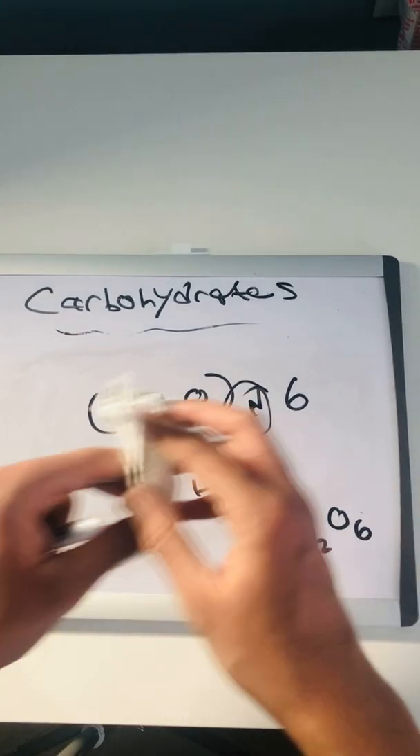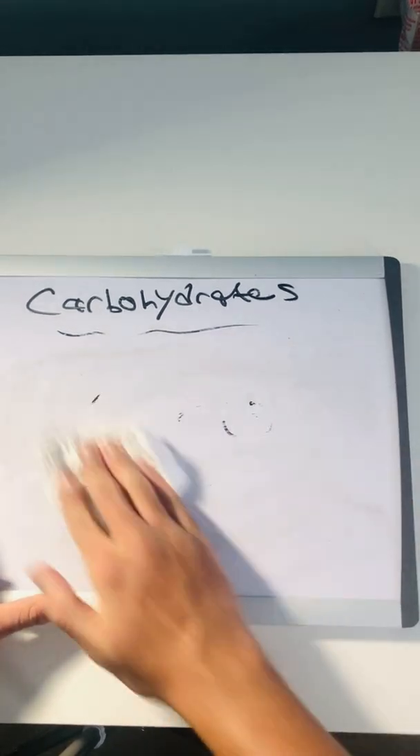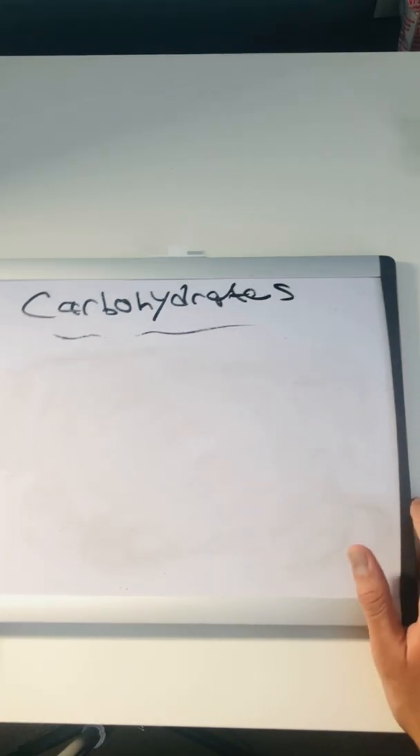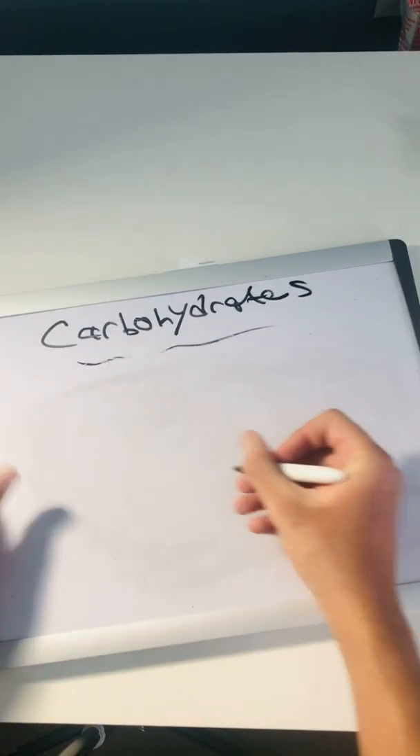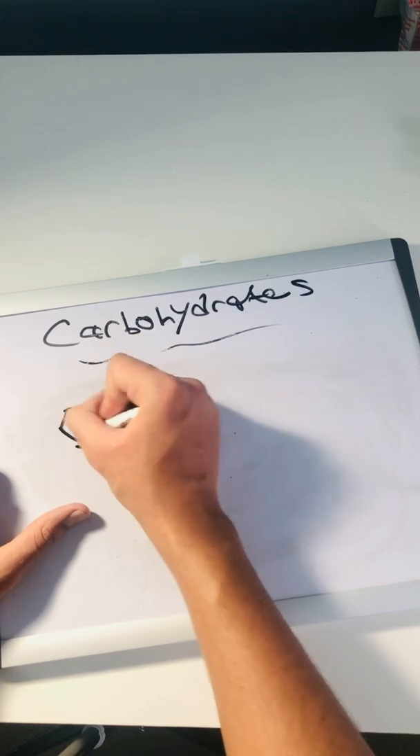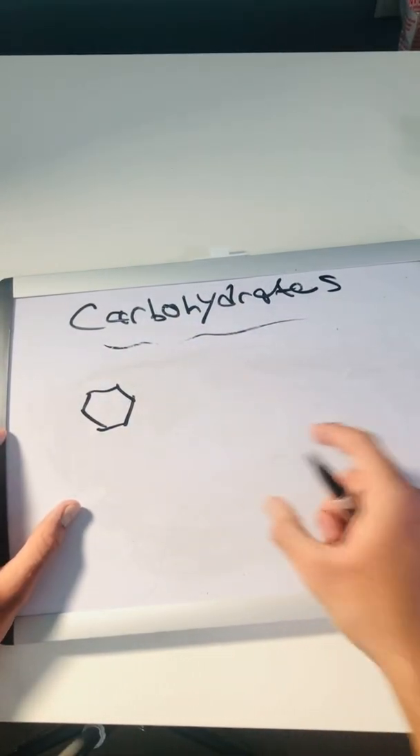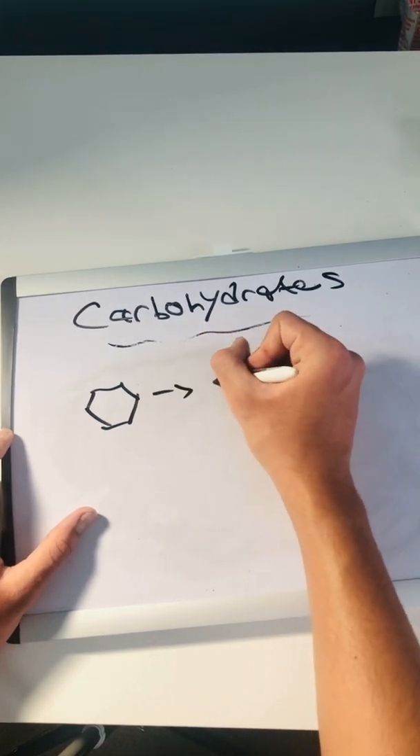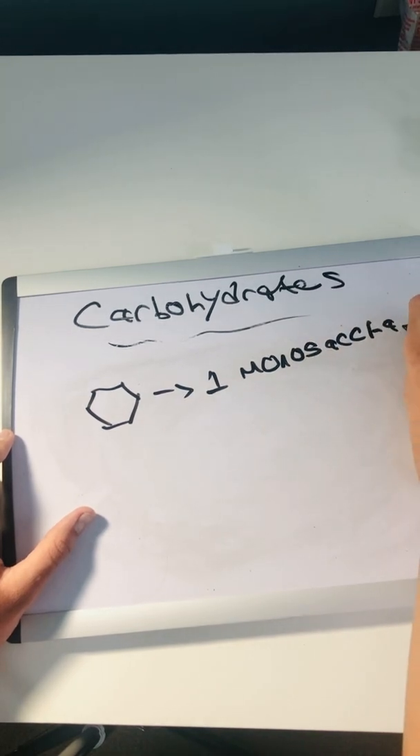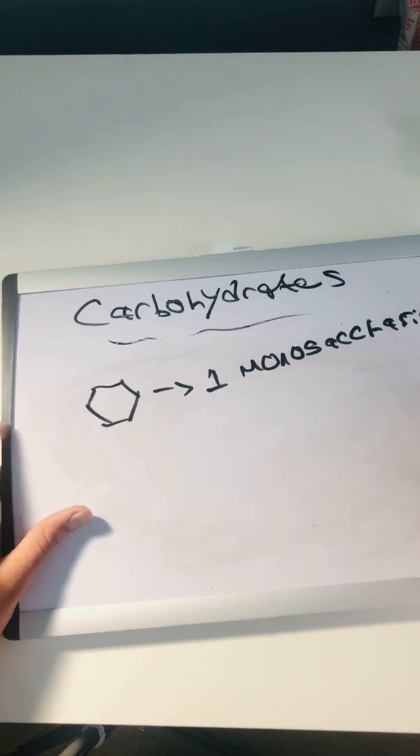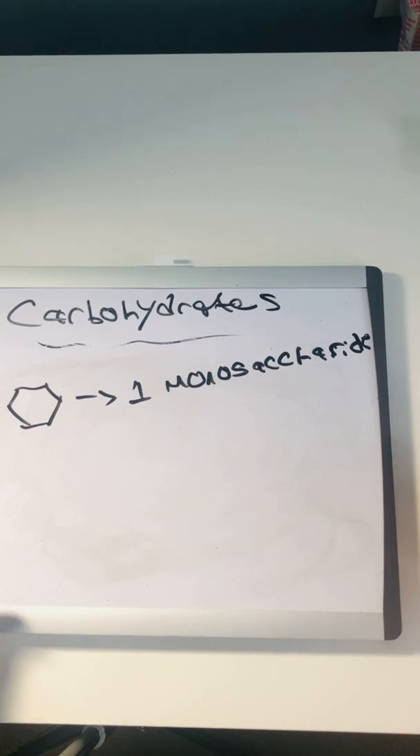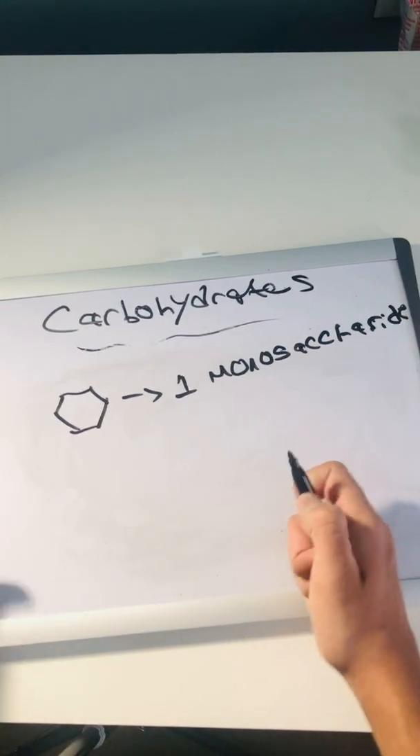Now let's look at what monomers and polymers are. Firstly, single carbohydrates are called monosaccharides. Just for the sake of this video, this is a hexose carbohydrate. However, we're going to understand that topic later. This is a single monosaccharide. Every carbohydrate by itself is called a monosaccharide. Monosaccharide. It's very important.